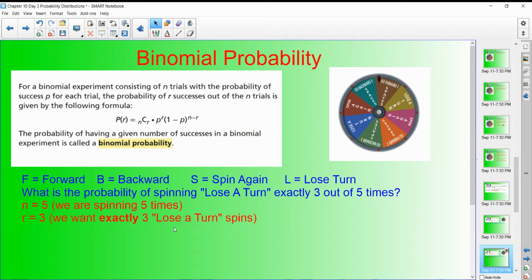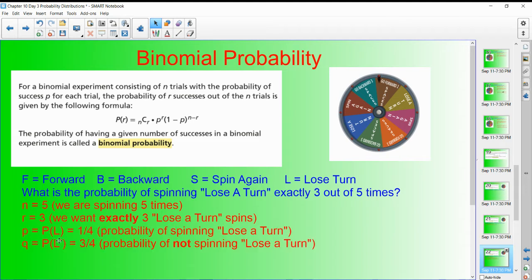It's a little weird to think of lose a turn as success, but that's what we're defining as what we want to happen. Success is what do we want to define happening. Now, we also know that the probability of lose a turn is 1/4, and the probability of not losing a turn is 3/4. Those are going to go in for P and 1 minus P. 1 minus P I like to call Q. Okay, and that's the complement. So 1 minus P is the complement of P.